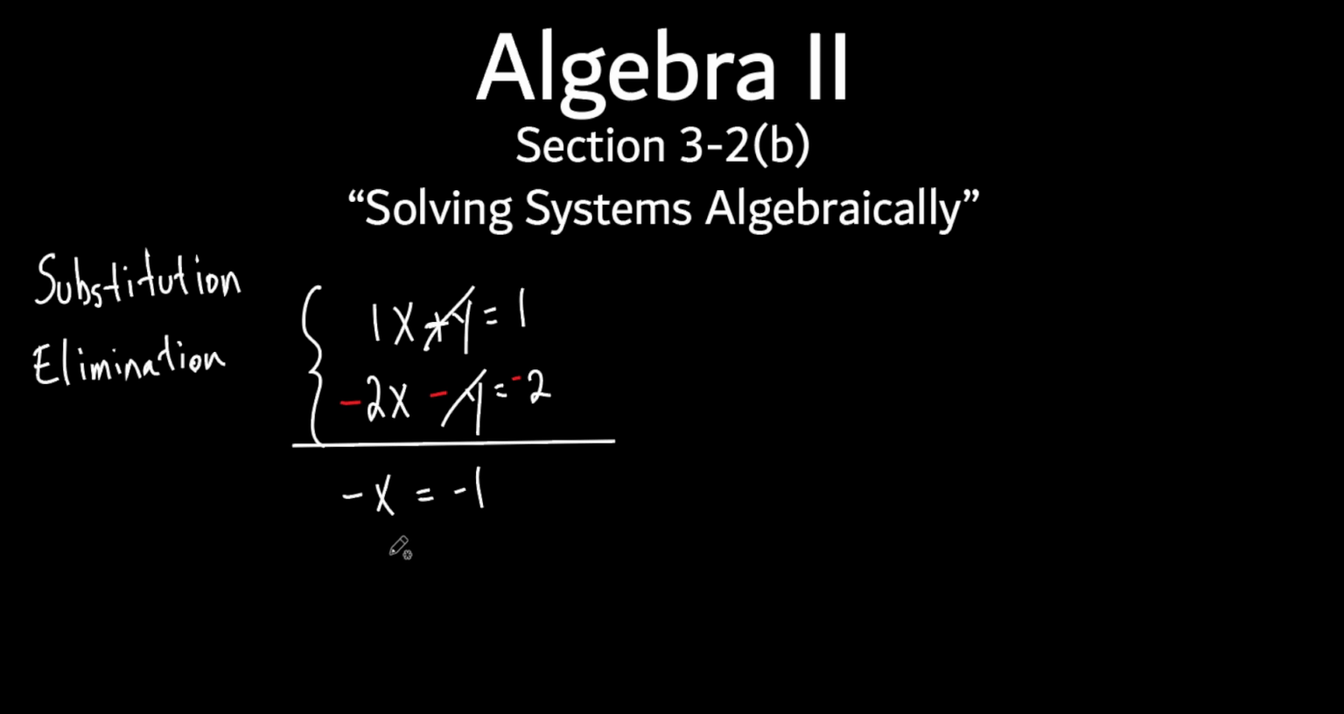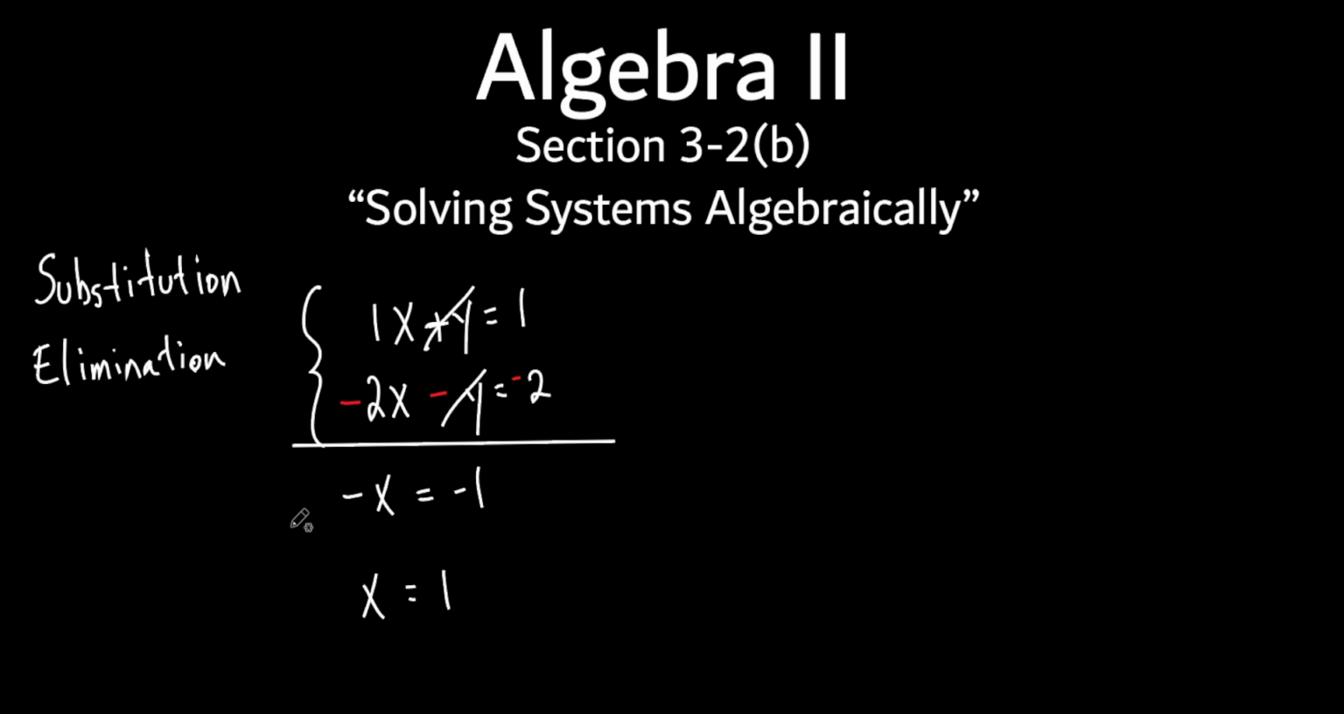Now I can get x by itself. You're like, I thought x is already by itself. Well, not quite. What's it got with it? It's got that negative. So let's multiply everything by a negative. Multiply that by a negative, that gives you positive. Multiply that by a negative, that gives you a positive. So x is equal to 1.